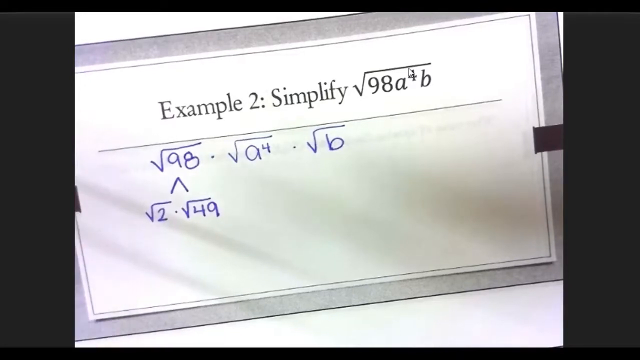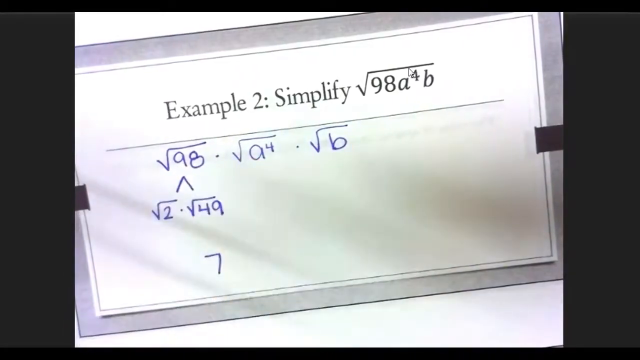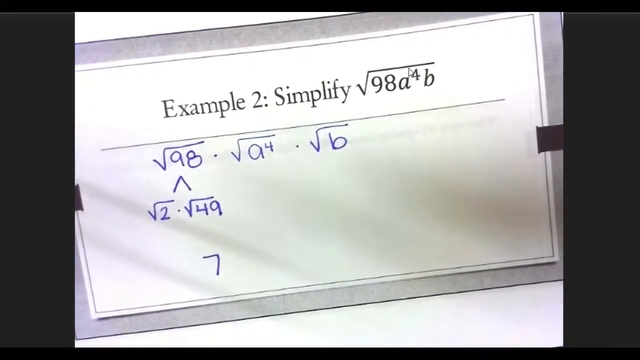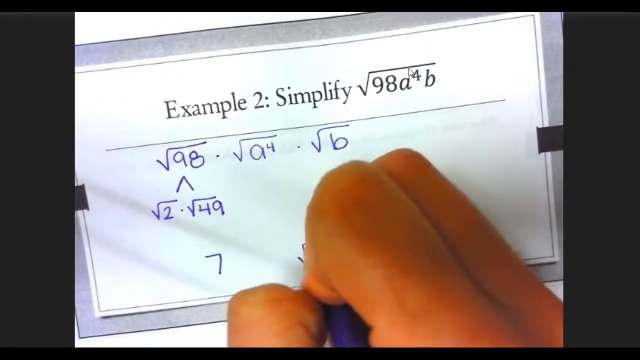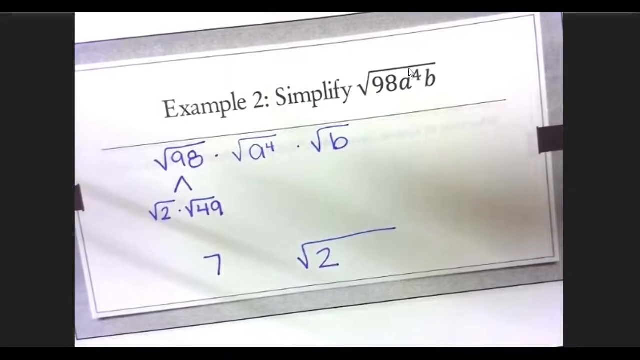What is 49? 49 is a? Logan? Perfect square. Perfect. What? It's 7. So the square root of 49 becomes 7. Can you simplify the square root of 2? No. So it's going to stay underneath my radical. So the number part, the square root of 98 became 7 square roots of 2.